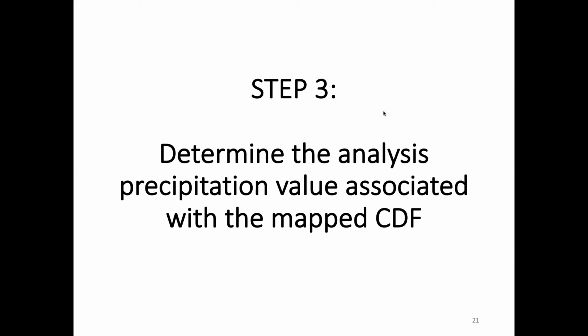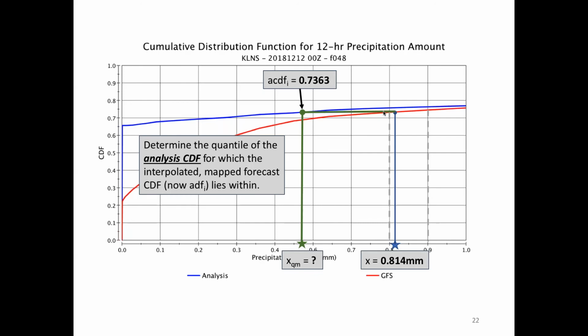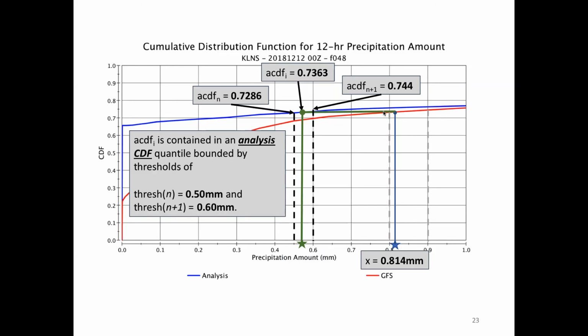Now we need to determine the analysis precipitation value associated with that mapped CDF. So it's kind of the reverse of step one. Now we know the CDF value, we have to determine the analysis precipitation value associated with that mapped CDF value. Once again, we do not have a precipitation amount for the 0.7363 CDF value in the analysis CDF, but we do have thresholds for 0.5 and 0.6, and obviously you determine those threshold bins with a big do loop in Fortran.